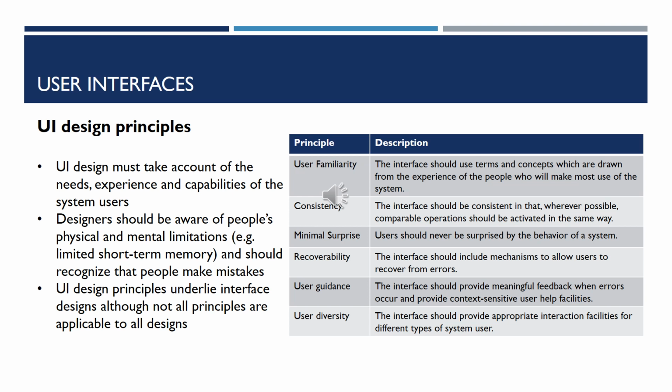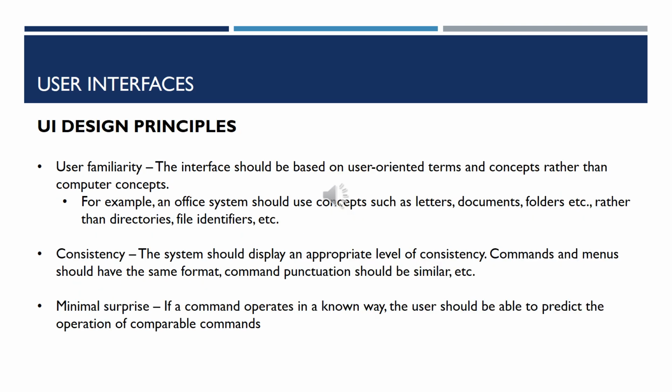Next is minimal surprise. Users should never be surprised by the behavior of the system. Next is recoverability. The interface should include mechanisms to allow users to recover from errors. User guidance. The interface should provide meaningful feedback when errors occur and provide context-sensitive user help facilities. User diversity. The interface should provide appropriate interaction facilities for different types of system users. Let's discuss the design principles.